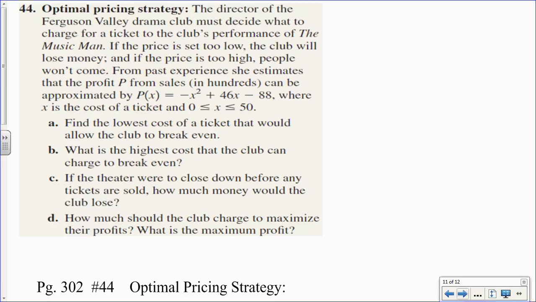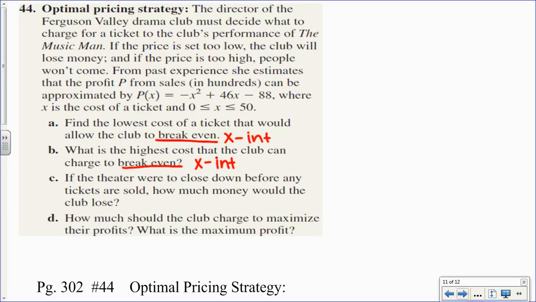Okay, so A says find the lowest cost of a ticket that would allow the club to break even. So break even, what does that mean? Interpretation on a graph. What was it? X-intercept. X-intercept. Okay. B also says break even. I still don't get that. If you make a lot of money, how do you break even again?